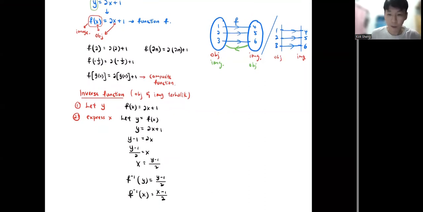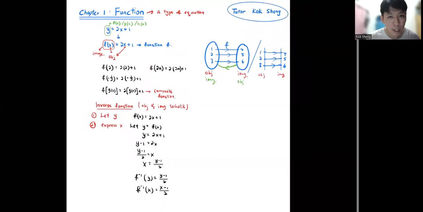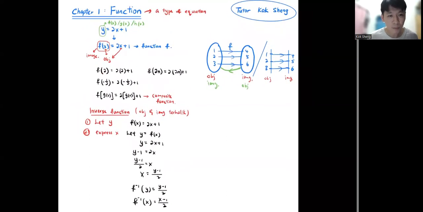Okay, so just a rough go through for you on what is function, what is inverse and composite. But you can understand that actually the function and the composite are nearly the same, because the composite here is just like replacing the object to be another function. Yeah, this is just a recap for your chapter 1.